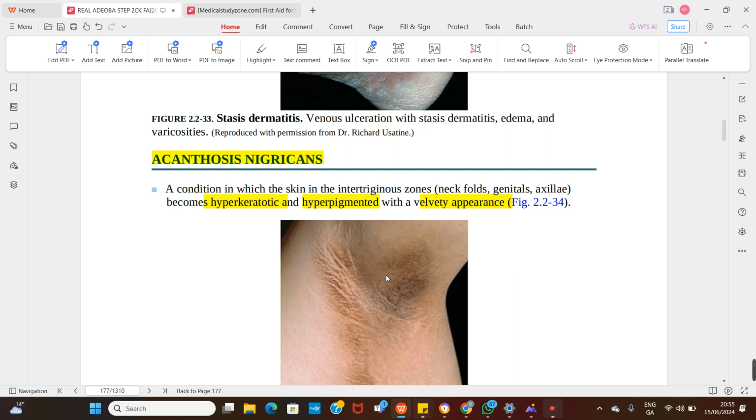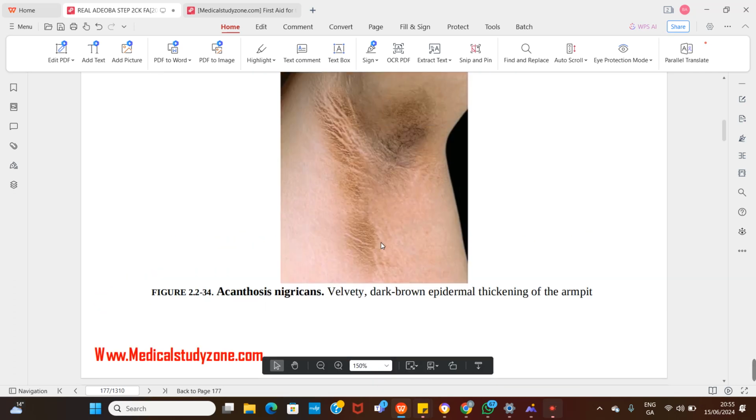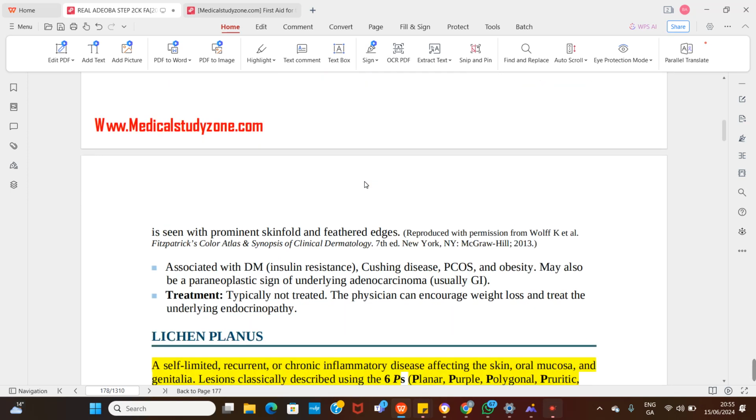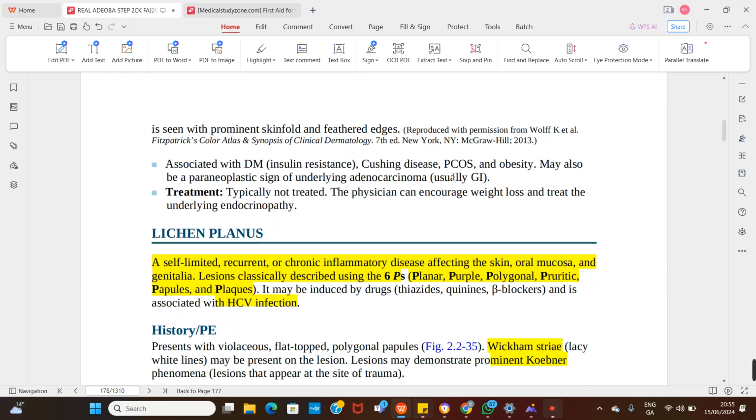There's another form that relates to malignancy. So people with gastric cancer too can have this. So that is a malignant form. So we should have that at the back of our mind. Very important that we remember that.